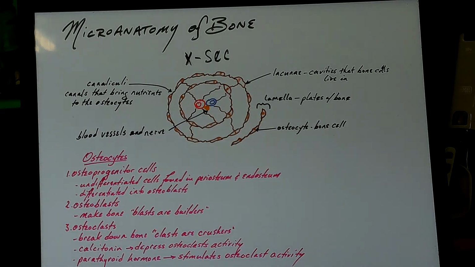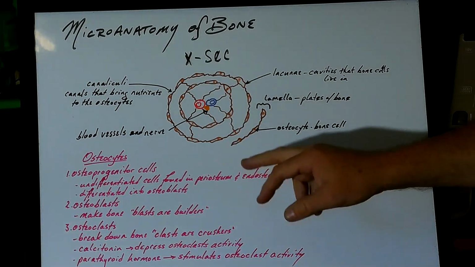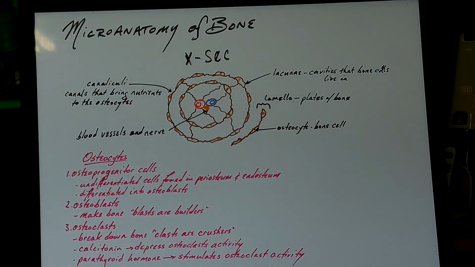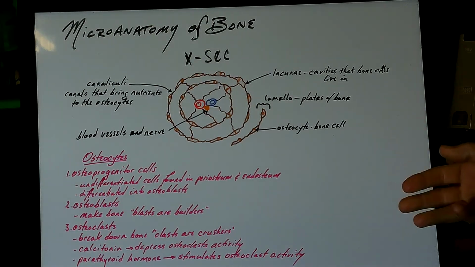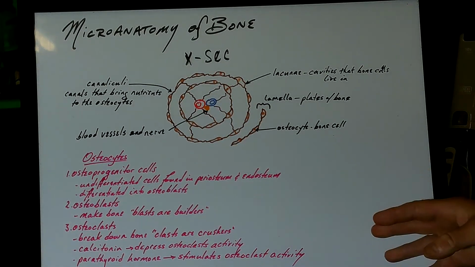Osteoblasts make bone, and they are always working. Blasts make bone, so think of it as blasts or builders. And that is in direct contrast to the third type of bone cell, the osteoclast. They break down bone. So blasts are builders, clasts are crushers. Now, unlike the osteoblasts, which are steady going, the clasts can either be stimulated to break down bone faster or inhibited to prevent their breaking down bone.